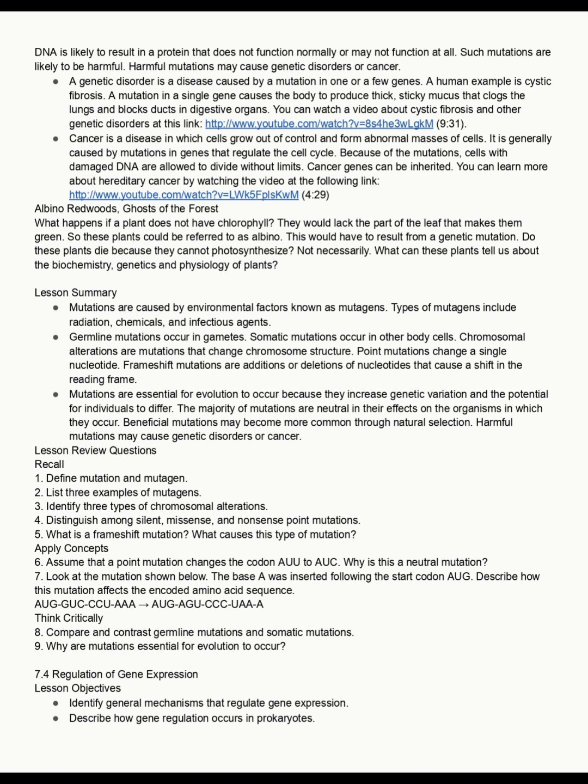Albino redwoods, ghosts of the forest. What happens if a plant does not have chlorophyll? They would lack the part of the leaf that makes them green. So these plants could be referred to as albino. This would have to result from a genetic mutation. Do these plants die because they cannot photosynthesize? Not necessarily. What can these plants tell us about the biochemistry, genetics, and physiology of plants?